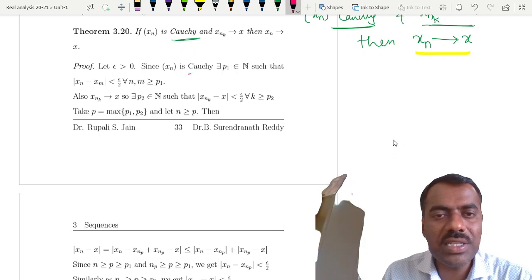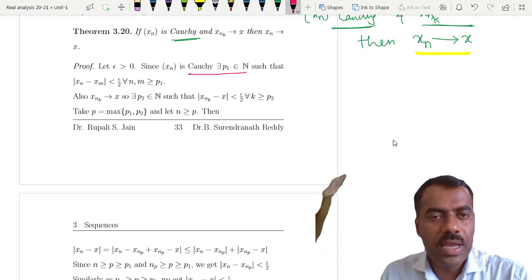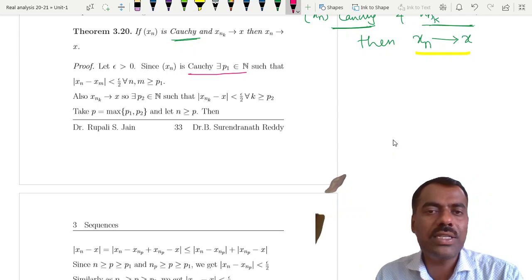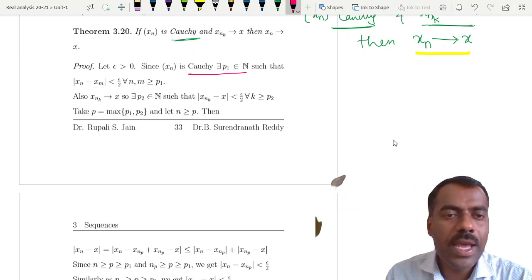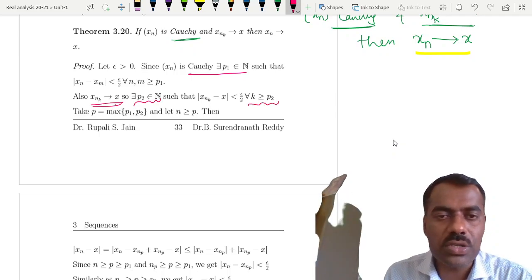You see that because it is a Cauchy sequence, there is a P1, and after P1, if you take any n and m, this is true because instead of epsilon we are taking epsilon by 2, because we are using it 2 times. That's all. Then because you have a subsequence which converges, there is another stage P2. After that P2, this is true, right?